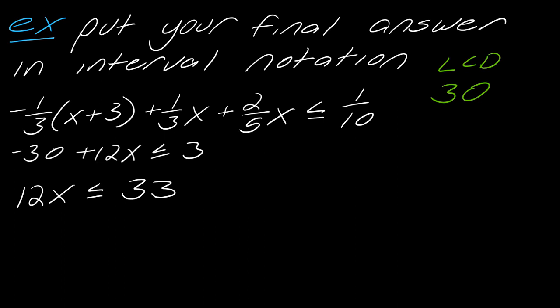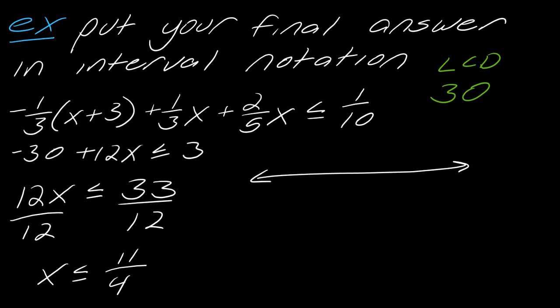And okay, so now I can just divide both sides by 12. That's a positive number. So this is just going to be 33 divided by 12. Let's see, 3 goes into the top and the bottom, right? So I could simplify that to 11, and then 12 divided by 3 is 4, so that would be 11 over 4. Okay, so we're not done, right? So we've got to put this in interval notation. So number line, and here's 11/4.